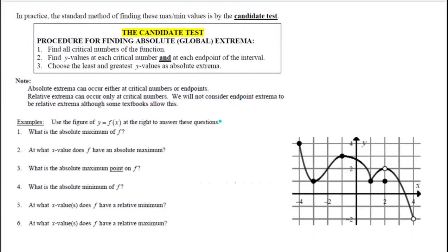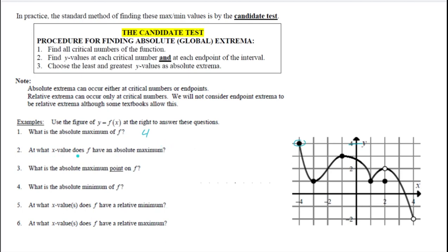Now, let's take a real quick look once again at another graph. We've been given this graph here, this f of x, and it's kind of wild and squirrely. Let's answer some of these questions as we determine what is and what isn't our maximums and mins. So the first thing being asked is, what is the absolute maximum of f? Now, this is our y value, and when we look through here, we can say that right here at y equals 4 is our maximum value of f.